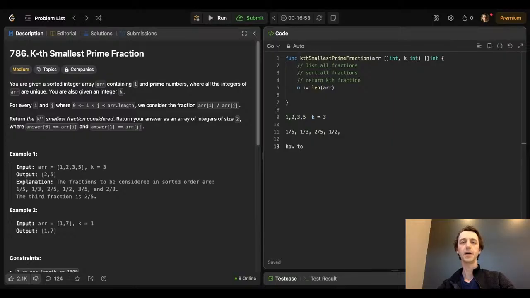I feel a little stuck. I got a little stuck. Moment of being stuck. And how to tell this is the kth smallest value.